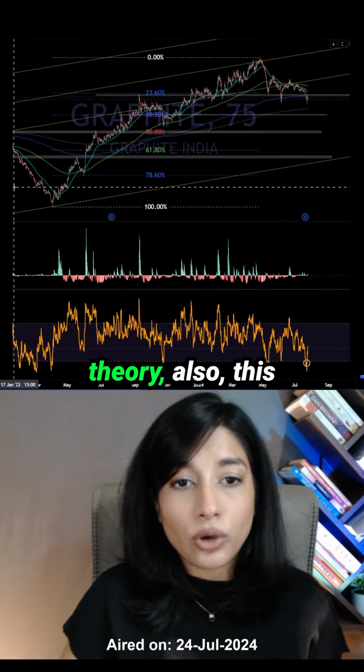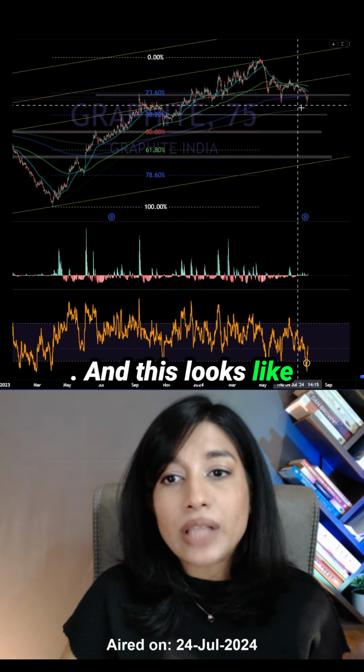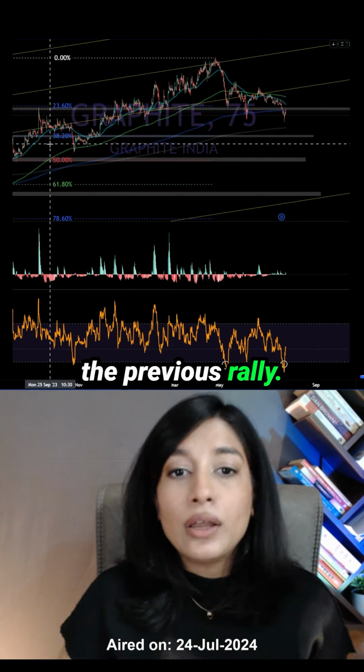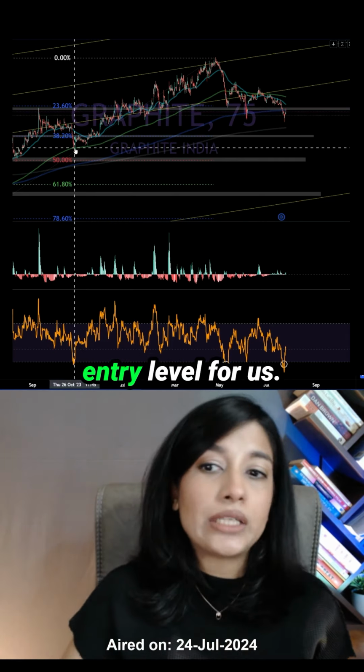As per Elliott wave theory, also this is the fourth wave, and this looks like the ABC correction. Impulse typically reverses around the fourth wave of the previous rally. This becomes a potentially strong entry level for us.